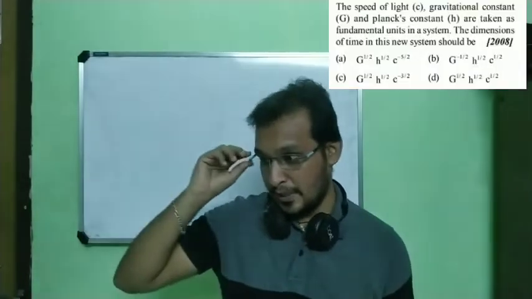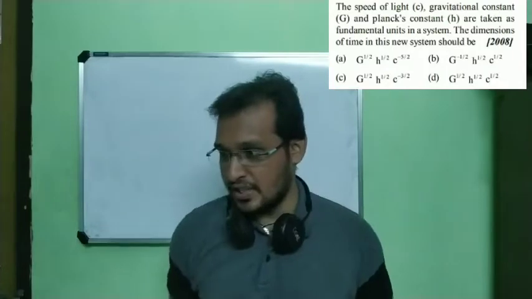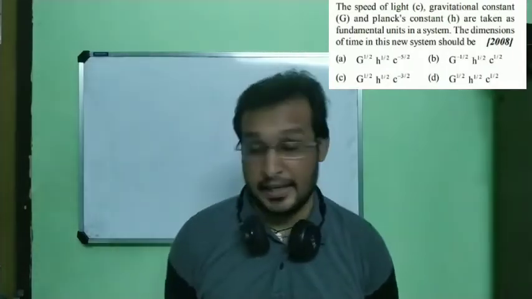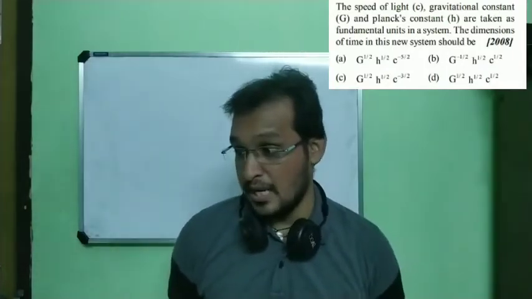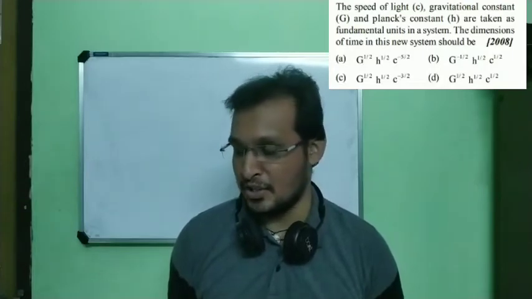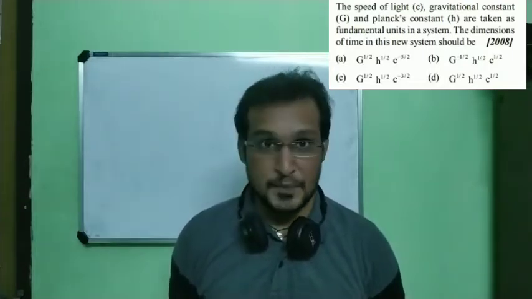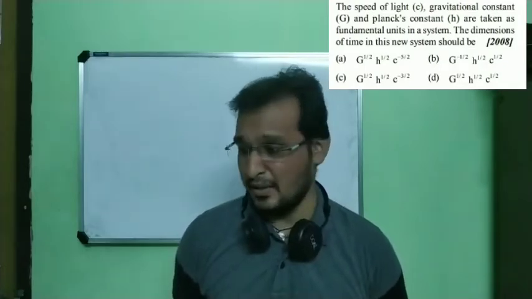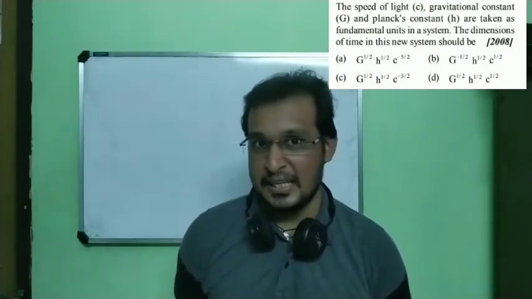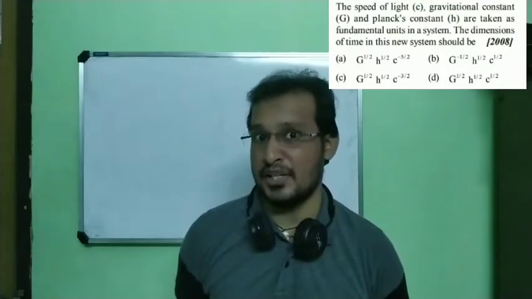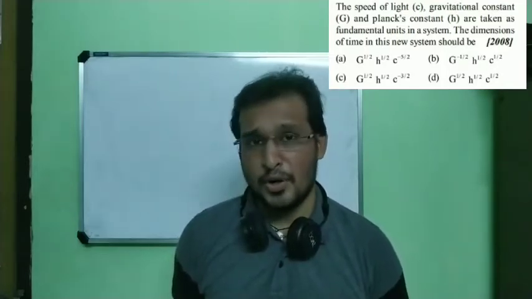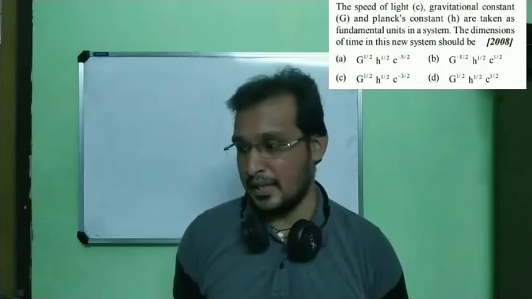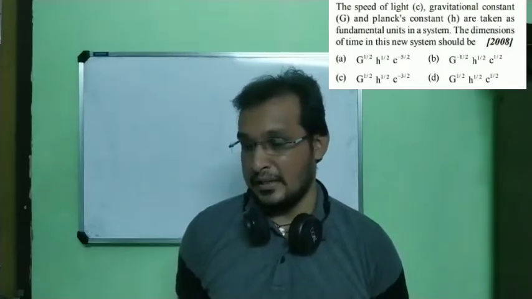So here is my fourth question. Speed of light c, gravitational constant g, Planck's constant h are taken as fundamental units in a system. Dimension of time in the new system. Very interesting question. That question was asked in AIIMS 2008. Very good question. Always learn by heart the values and dimensions of G, h, c. But I'm not going with the traditional method of solving: let t equal to G raised to a.